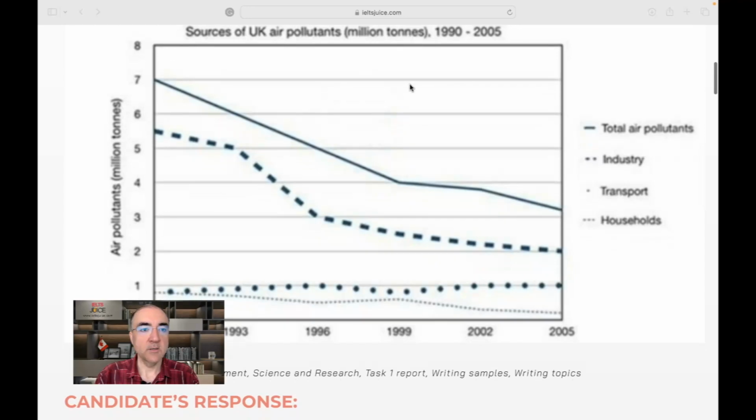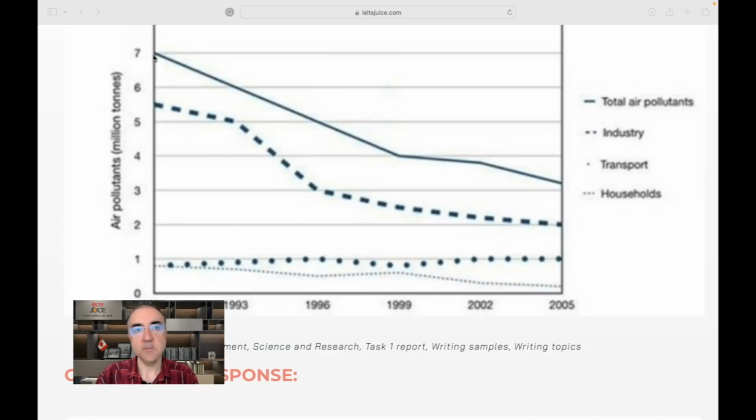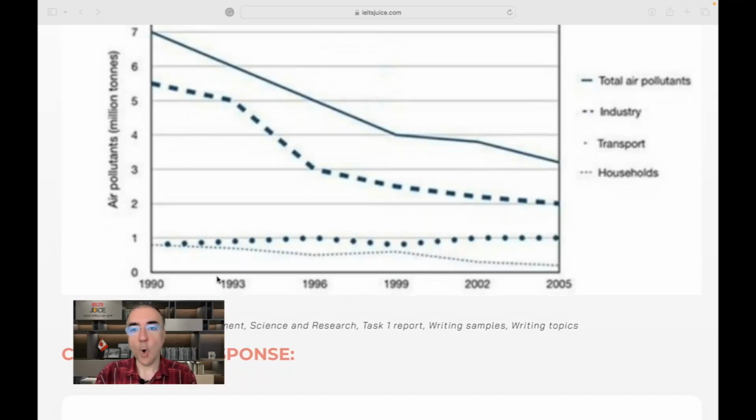And let's move on. Oh, there are air pollutants, million tonnes again, yes. Oh, what's this one? Oh, it's a total air pollutant. Oh, pollutants that went down. Another important thing is that it's all in the past. So my grammar is going to be all simple past tense. And this one, transport didn't change much. Industry also decreased. And the last one, household decreased, but it went through the least amount of change.